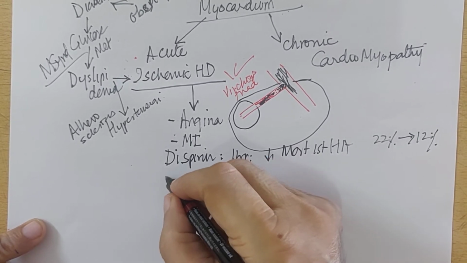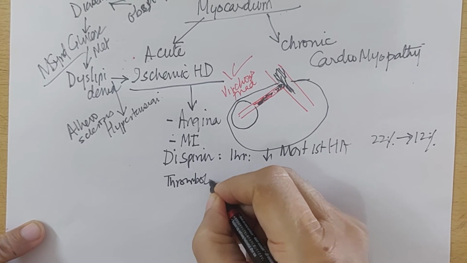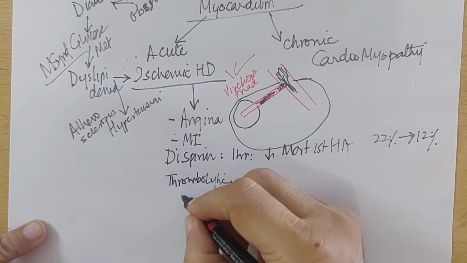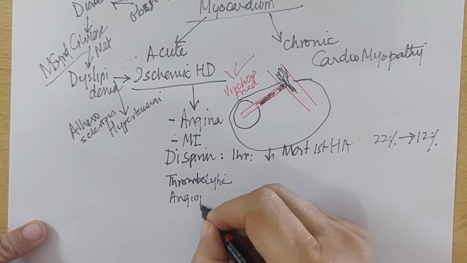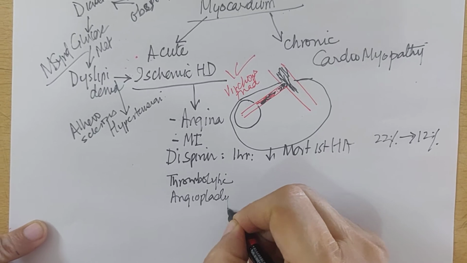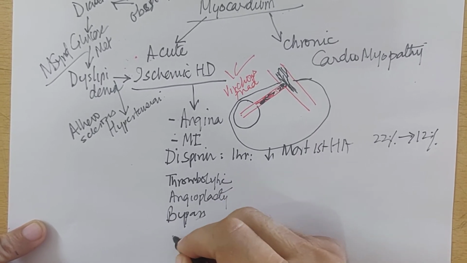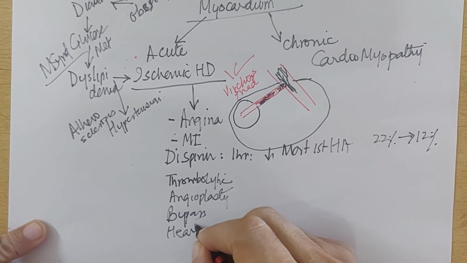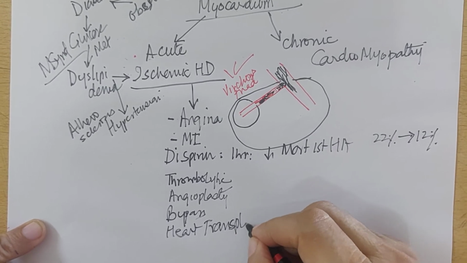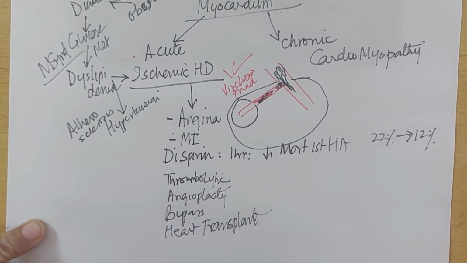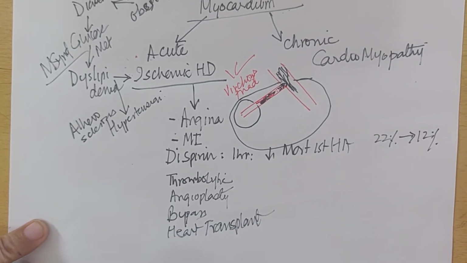So Disprin, thrombolytic drugs, angioplasty, bypass, and heart transplant. This is the treatment of myocardial infarction.